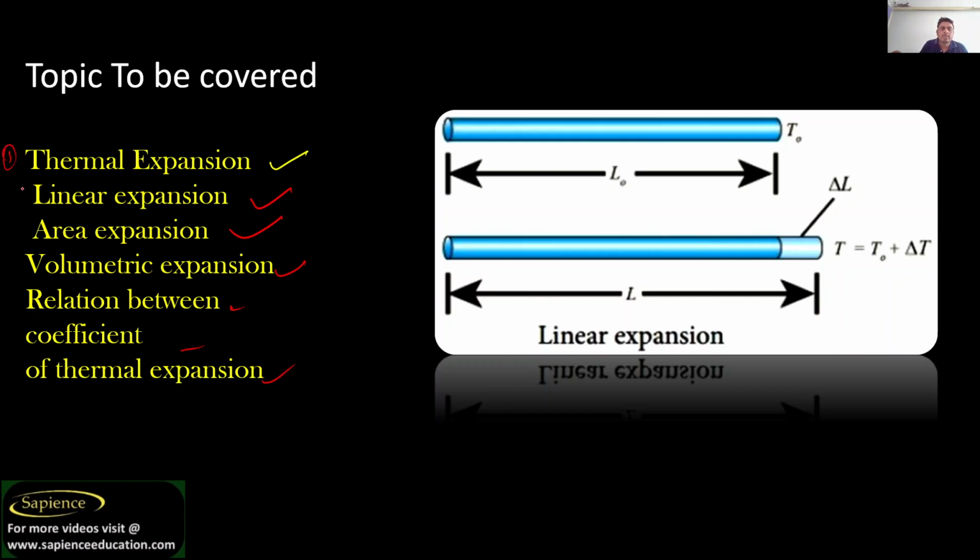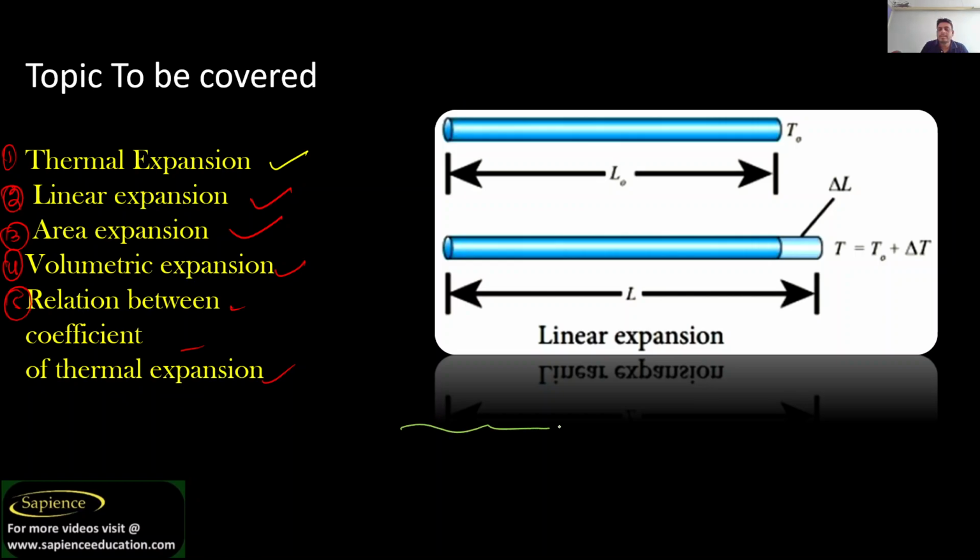So how many topics am I going to discuss? 1, 2, 3, 4 and 5 as well, right? So I will discuss 5 topics in this video. And I think you have now understood what expansion means: when we apply heat to any matter, how does it behave. This chapter is all about thermal properties of matter.